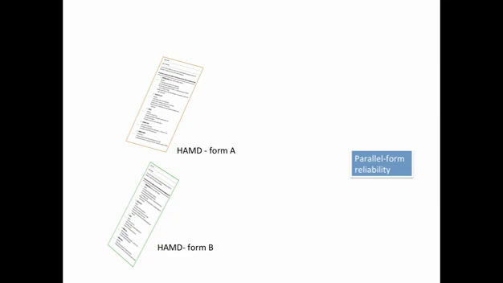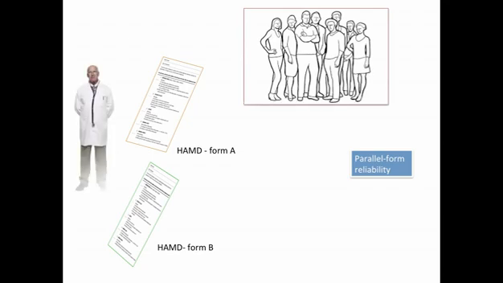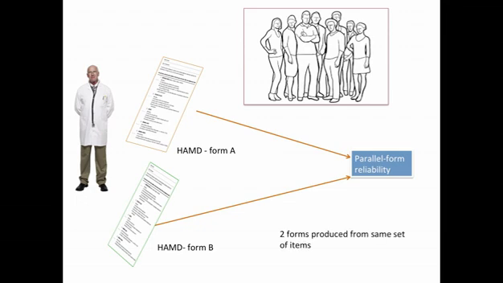Suppose the items of a scale are rearranged to produce two versions of the same scale, form A and form B. Each version is made up of the same number of original items but are reshuffled. Then, if both forms of the scale are applied to a group of patients by a rater, there should be a good agreement between the two ratings. This is called parallel form reliability. Two parallel forms are produced from the same original set of items with no modifications.